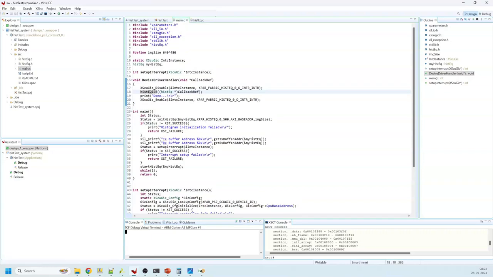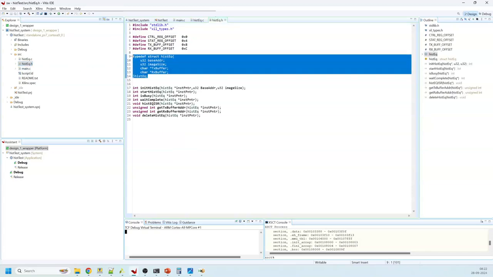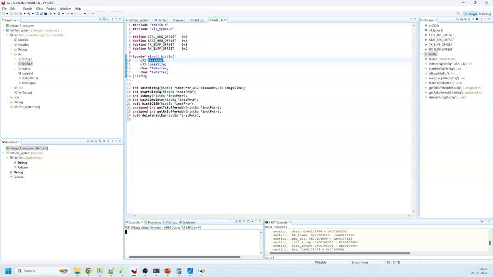And we are quickly going through the driver code. The code for our IP is written as a driver. I have histq.h, where we represent our hardware instance as a structure, which stores information like the base address, the image size we are using, and the pointer in the DDR memory where the source image is stored and where the processed image will be stored.